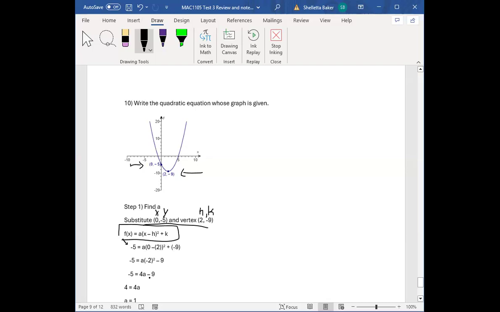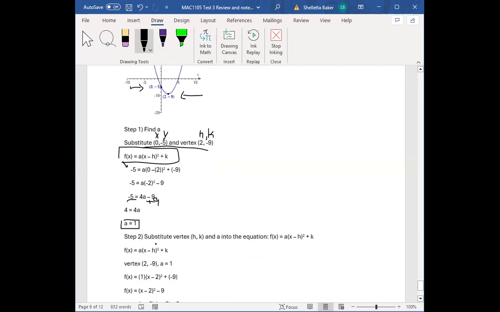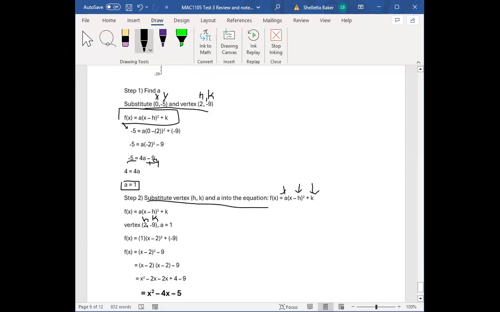When we simplify here, we're going to add 9 to both sides and divide by 4. So we add 9 to both sides. When we add 9 to the negative 5, we get 4. 4 divided by 4 will get our a term, which is 1. Now, a helps us to then write the final equation. In our final equation, we would substitute 3 values. We substitute the a term, the h, and the k. Remember, our h and k come from our vertex, which is given to us as 2, negative 9.